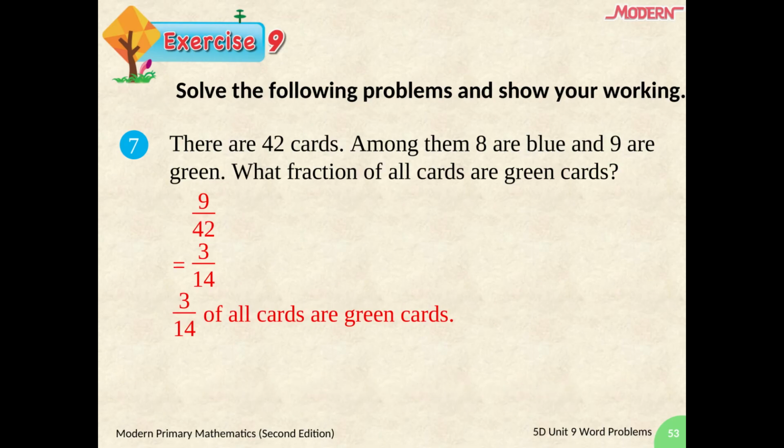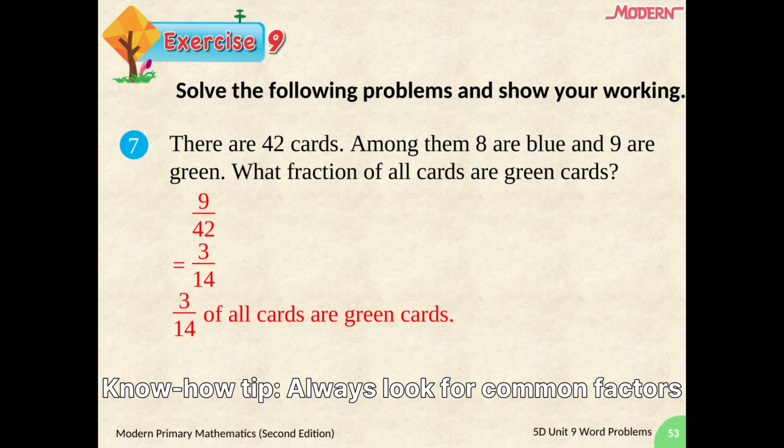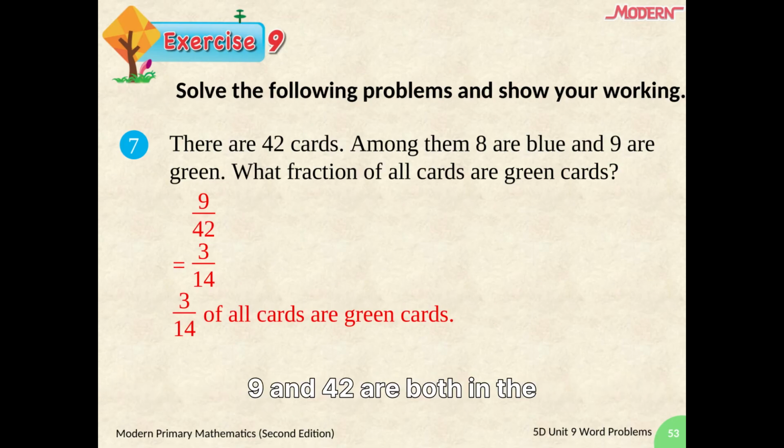9 over 42. Know-how tip? Always look for common factors to simplify. 9 and 42 are both in the 3 times table. 9 divided by 3 is 3, and 42 divided by 3 is 14.